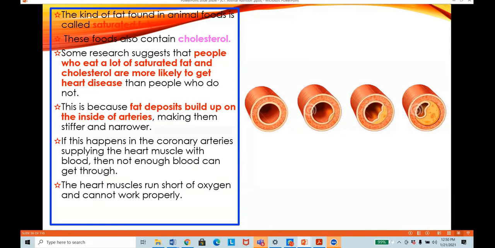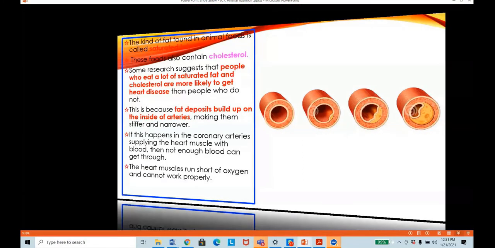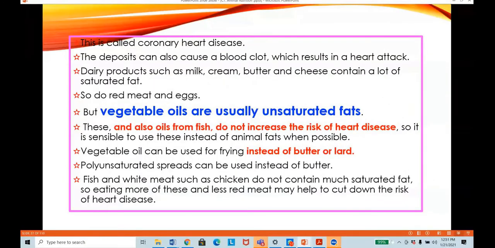So when your heart muscles cannot work properly, your heart gets weaker. So your circulation is not proper. So this weakening of the heart might lead to a heart attack. Okay, and this disease is known as coronary heart disease, wherein your heart is very, very weak. Clear, ladies? Any questions so far?